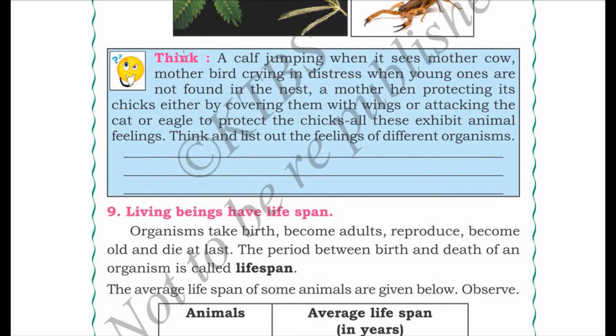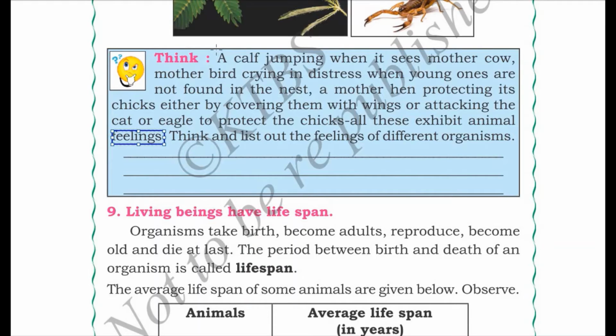In the next exercise, think. A calf jumping when it sees mother cow. Mother bird crying in distress when young ones are not found in the nest. A mother hen protecting its chicks either by covering them with wings or attacking the cat or eagle to protect the chicks. All these exhibit animal feelings. Think and list out the feelings of different organisms.